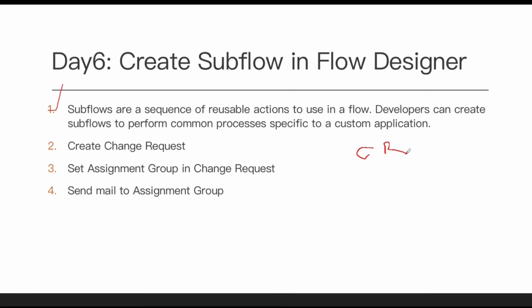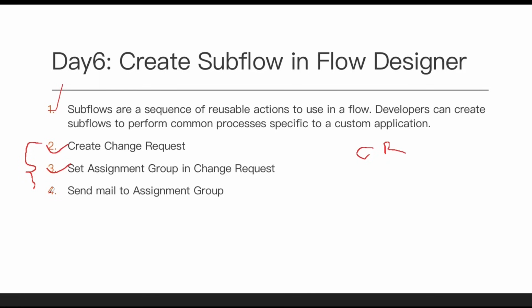In today's session, I'll create a subflow and add some processes in our ServiceNow system. So what are the processes we are going to do in our subflow? We are going to add these actions in our subflow. First, we'll create a subflow called create change request, and via that we'll create a change request. Then we'll assign that change request to a particular group member, and then we'll send a mail to the assignment group.